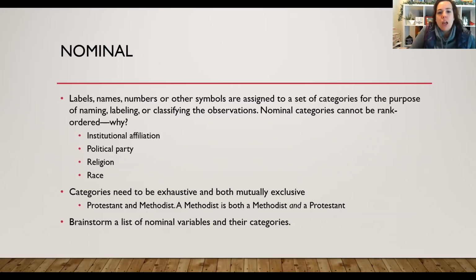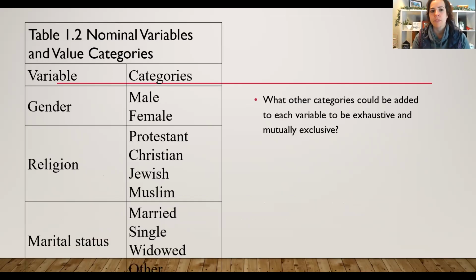So let's talk about each of them. Nominal are labels, names, or sometimes even numbers that are assigned to a set of categories for the purpose of naming and labeling. So they cannot be rank ordered. Political party is one, religion's another, race and ethnicity is another. They are also mutually exclusive. So if you are saying you are a Democrat, you are inherently saying you are also not a Republican, right? They are mutually exclusive labeling categories. Okay. So those are some examples of that. Marital status would be another good one too.